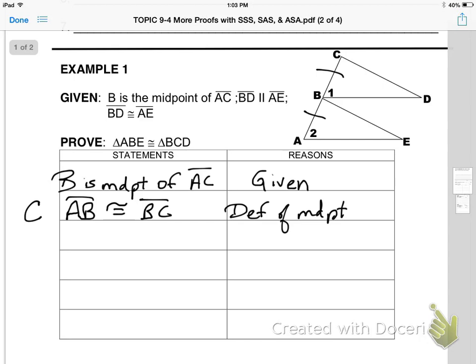Okay. Then we have another given. BD is congruent to AE. There's a second congruency statement, and that's part of the problem. It's given to us. So these two are congruent.